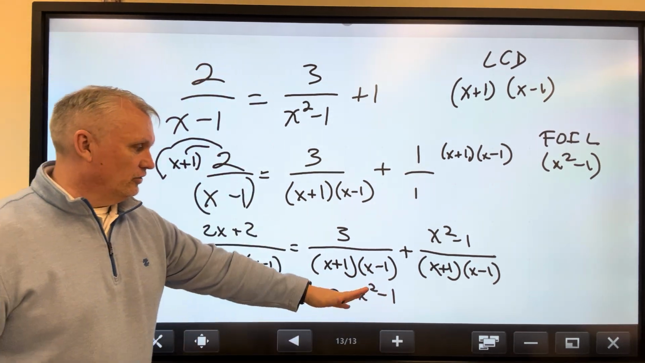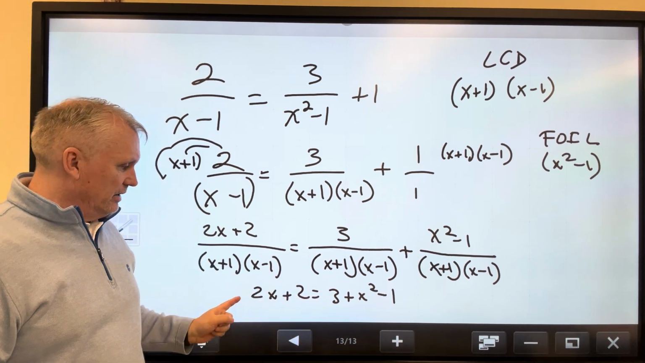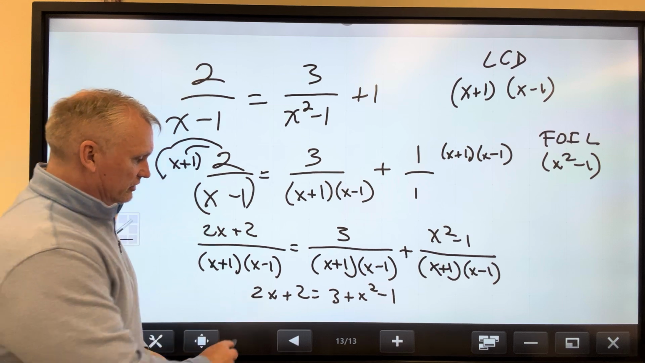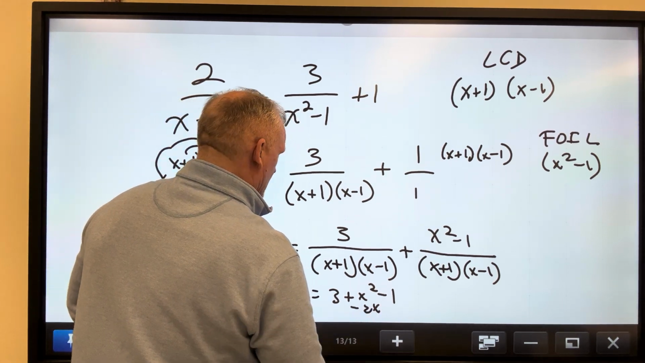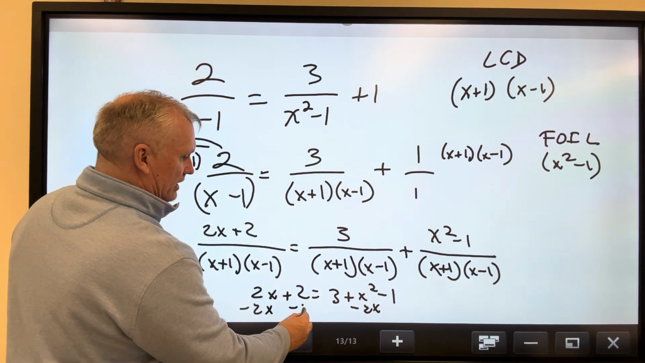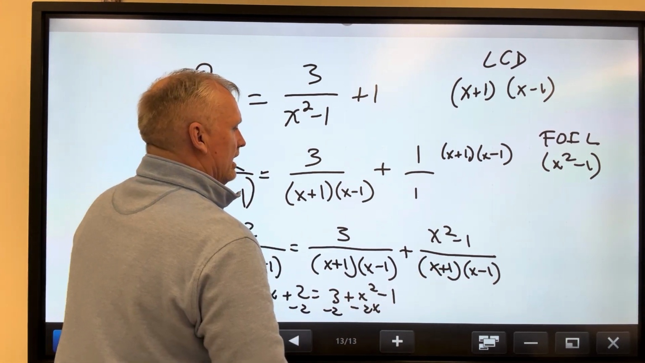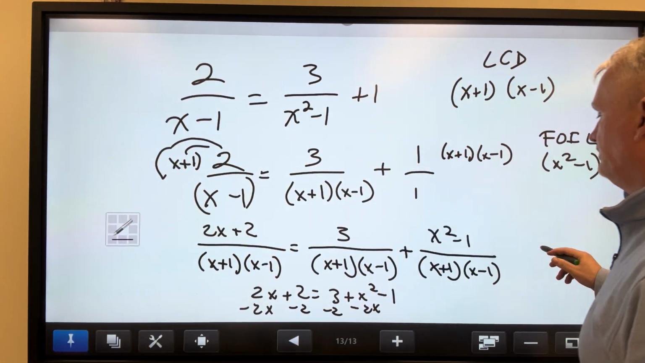So I'm going to move things around. I'm going to keep the x squared positive, but I'm going to move stuff around. So I'm going to subtract 2x. And I'm going to subtract 2, by the way. So I'm going to put it over here. Hopefully you can see this.